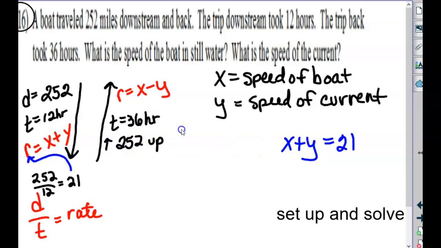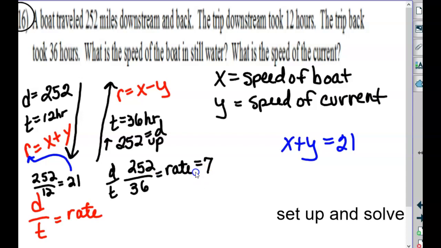All right. What about this one? This was the distance. So we have 252 divided by 36, distance divided by time, gives us a rate of what? 7, okay? And what is 7 equal to? The rate is x minus y. Now, do you see why I divided first? Because they're really easy equations now, right?